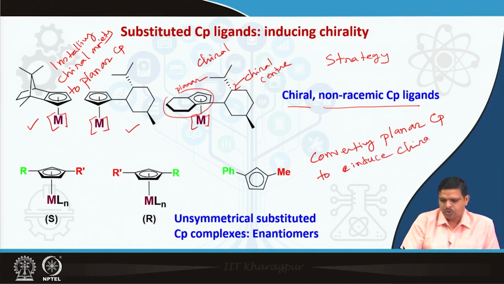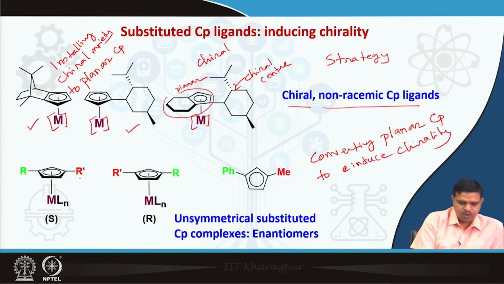Okay. So, how is this possible? If you put two unsymmetric R groups, then you are destroying the plane of symmetry, and that is why you are inducing the chirality. You can make two possible enantiomers. Let us say if I name one S, the other will be R.